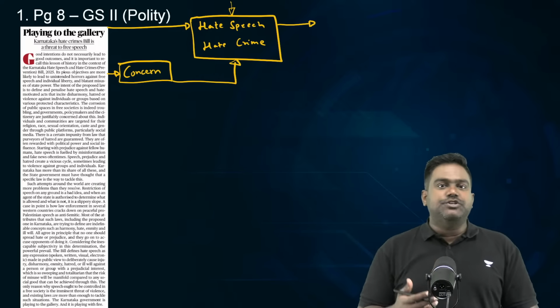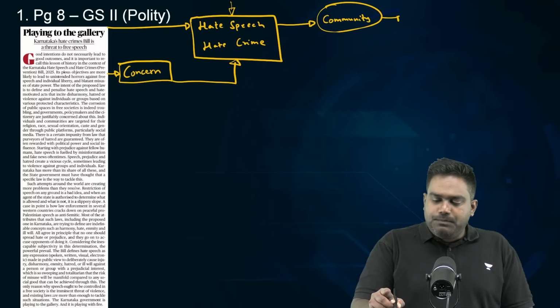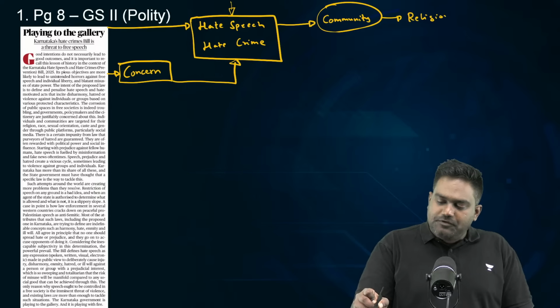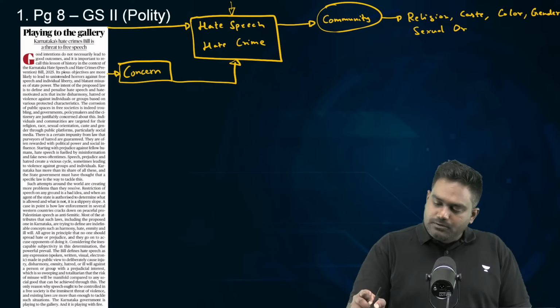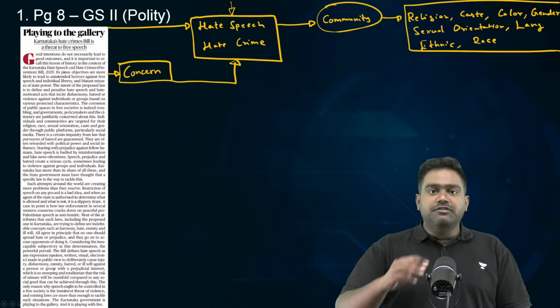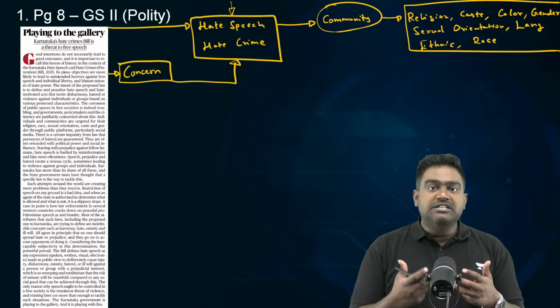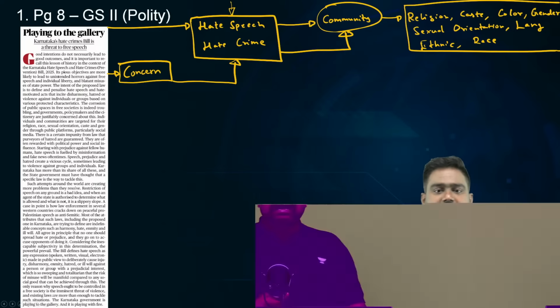Now, what do you mean by hate speech? Hate speech refers to targeted speech against a particular community, targeting people of a particular religion or people of a certain caste, or because of the color of their skin or because of their gender or because of their sexual orientation, or it could be because of the language that they speak, or because of their ethnicity or race. So, on these lines, if an individual or a community is targeted with hate filled speech, which could probably incite violence as well, then such speech is labeled as hate speech.